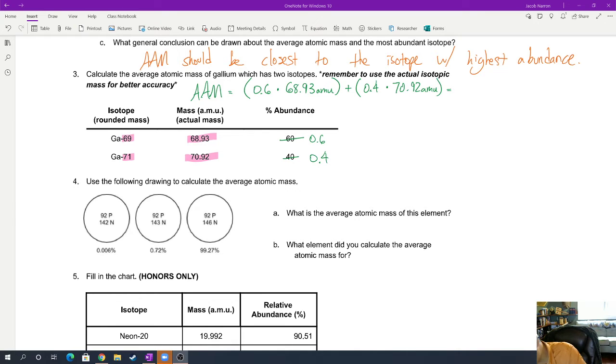All right, now I got 69.7. Which, I mean, that kind of makes sense. 0.6 and 0.4, obviously gallium-69 has a higher abundance, but it's not that different between the two. So the fact that we're close to 70, which is somewhere in between the two isotopes, that should make sense to us. All right, let's look at the next one.